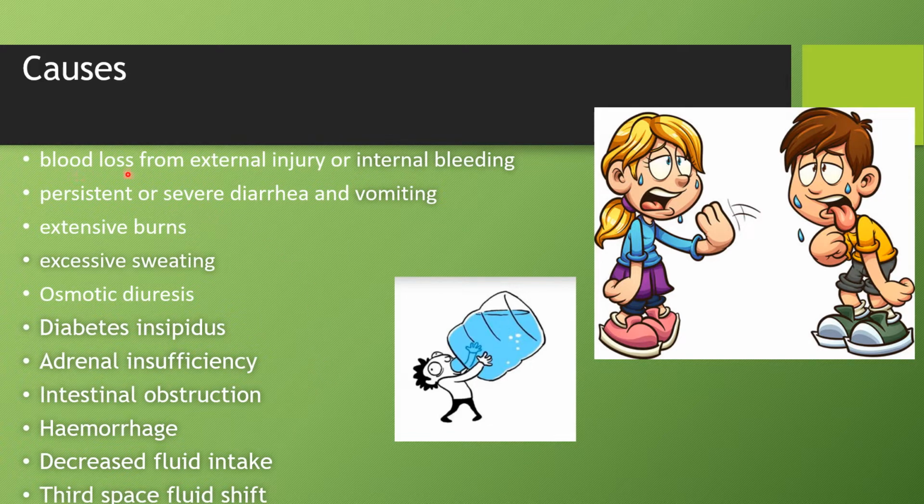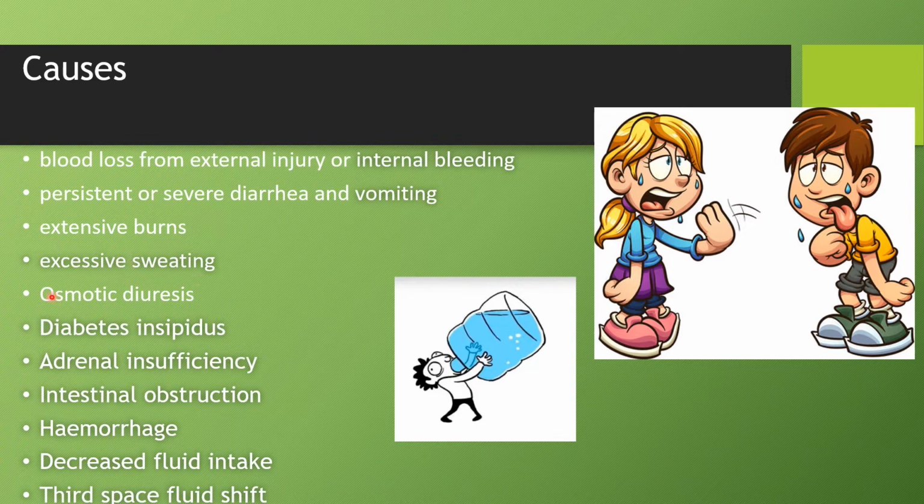The first cause is blood loss from external injury. If a person meets with an accident and is left untreated, it may cause injury, internal or external, which leads to a hypovolemic condition. Then persistent or severe diarrhea or vomiting. Diarrhea, you all know very well: the stool is passed often. Then extensive burns; with burns also, more fluid is lost.